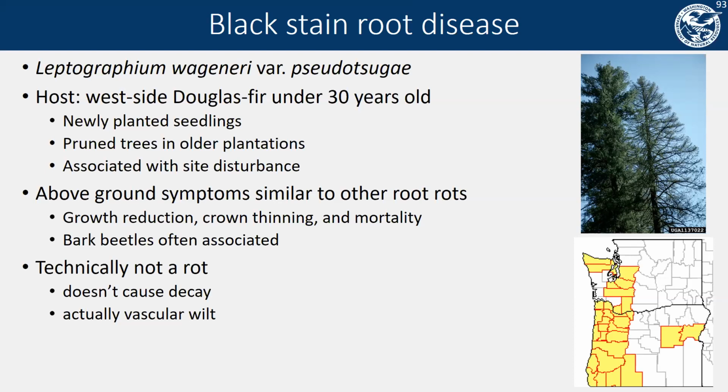killed because of that. So you can see the distribution of this tree on the right. It's more common in Oregon than it is in Washington, but it can show up in scattered times, but it's not something we typically deal a lot with, but maybe something you run across.